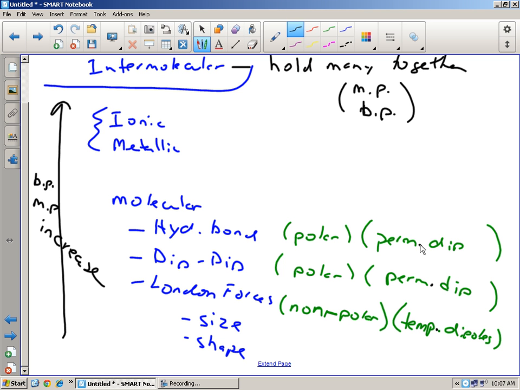So if I said PH3, where would that fall into here? Well, is PH3 ionic or metallic? You'd say no, because it's just nonmetals. Is it molecular? Yes. Does it have hydrogen bonding? You'd say no. Is it polar? Is it a dipole-dipole? The answer is yes, because when you draw PH3, it's got a lone pair on top.